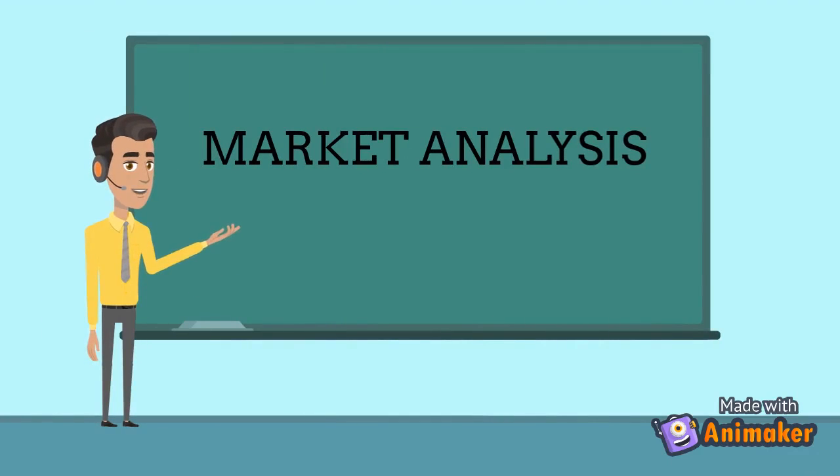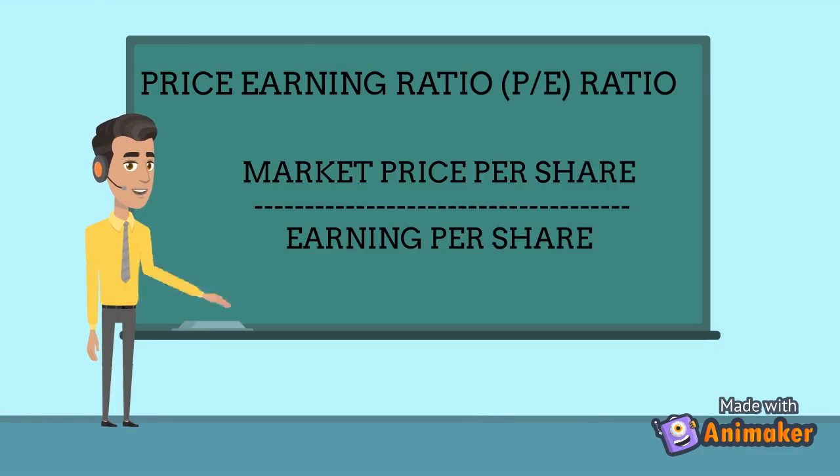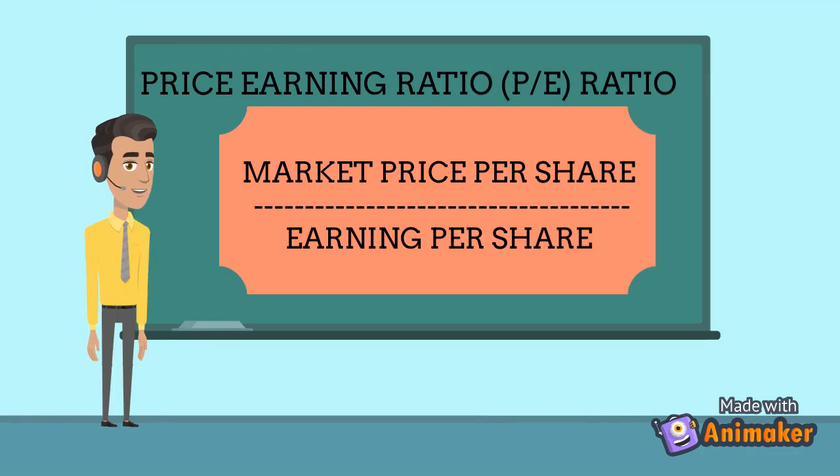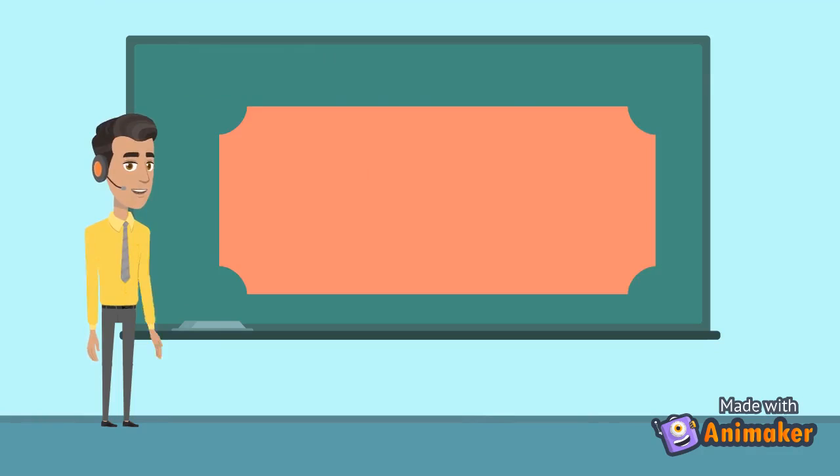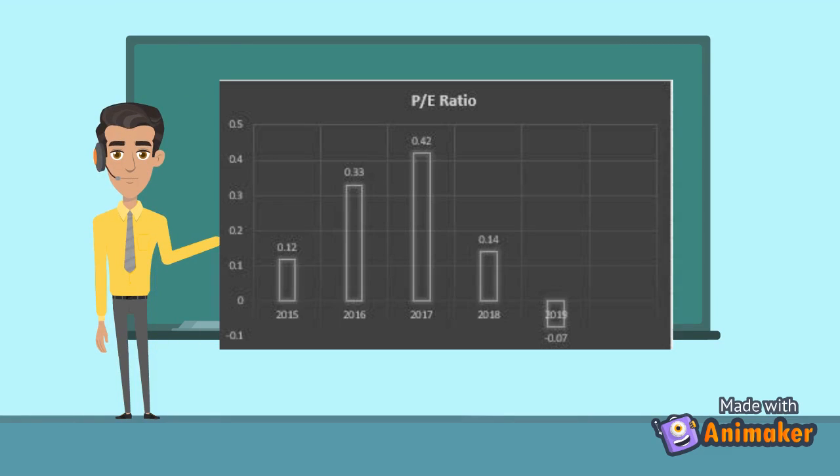Now we will enter the last part of the ratio analysis, which is the market analysis. The first one is the price earnings ratio, PE ratio. The formula is market price per share of common stock divided by earnings per share. The graph shows that the price earnings ratio is increasing from 0.12 in 2015 to 0.42 in 2017. Later on it started to decrease sharply to negative 0.07%.